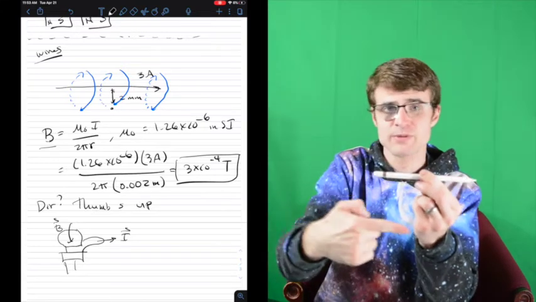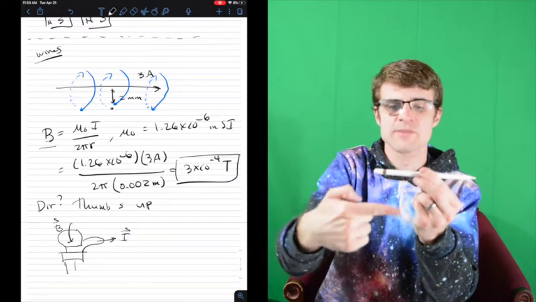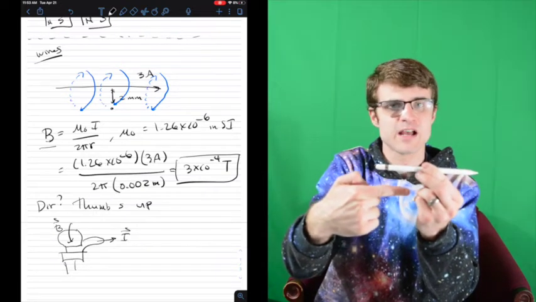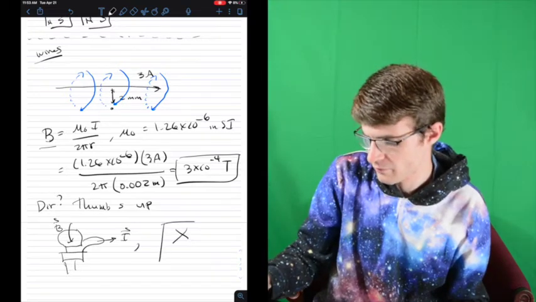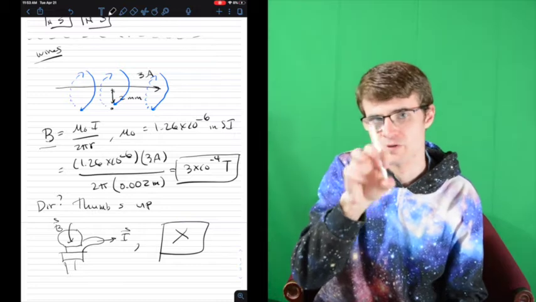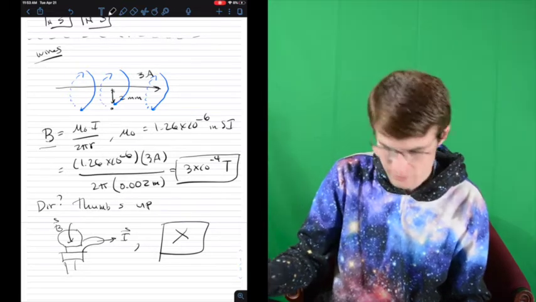That point, the point that's away from the wire by 2 millimeters, is below the wire, so you can see the magnetic field is going to be diving into the board at that point. We indicate that with the feathers of the arrow as it disappears into the board. So into the board is the answer to that question.